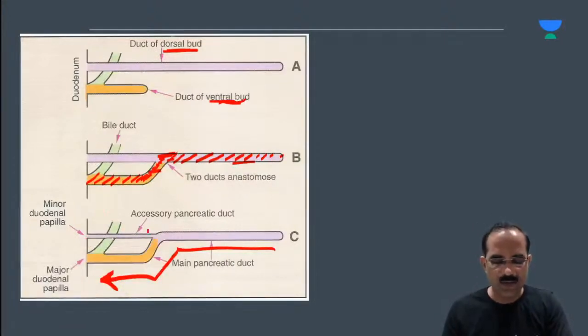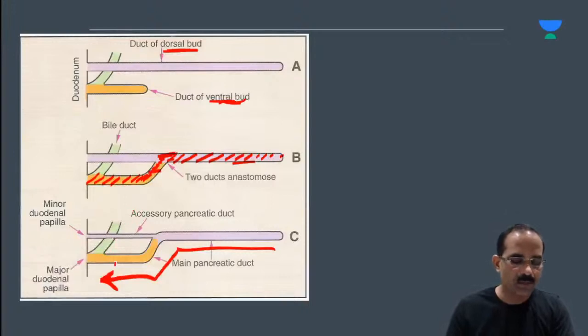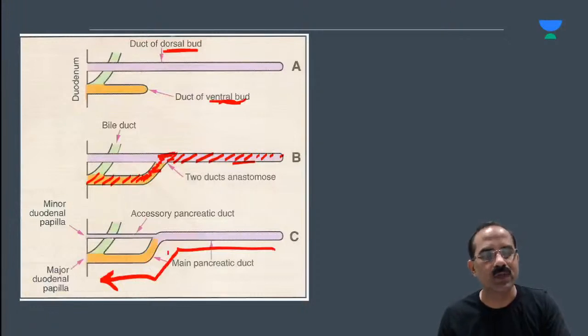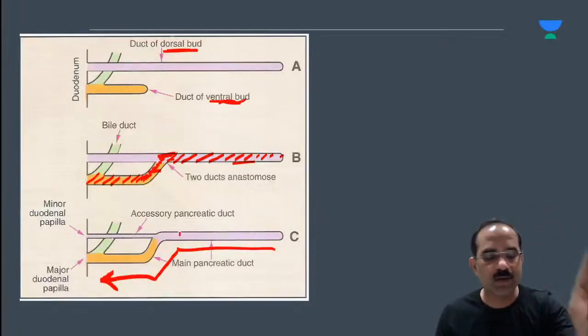And what is this duct of the dorsal bud going to form? This forms the accessory pancreatic duct. So the accessory pancreatic duct is derived from the duct of the dorsal bud, whereas the main pancreatic duct is derived from the duct of the dorsal bud, the ventral bud and the anastomosis between them. Perfect. The main pancreatic duct is known as the duct of Wirsung.